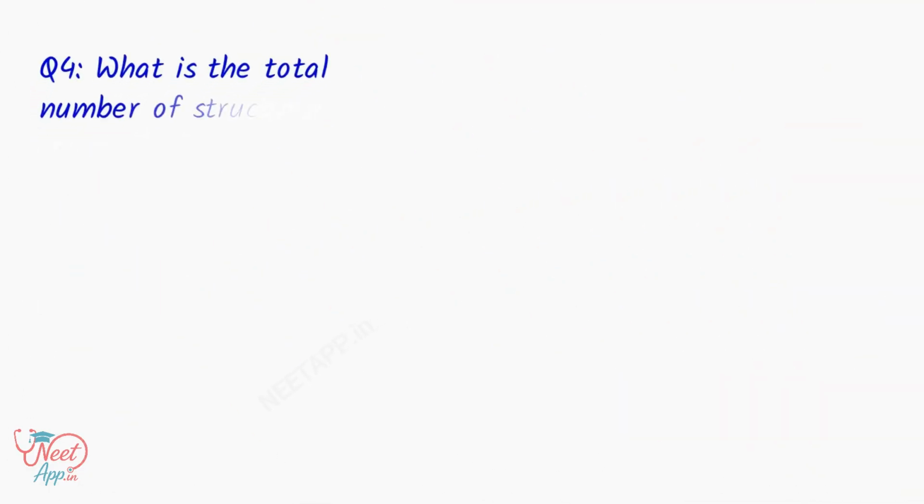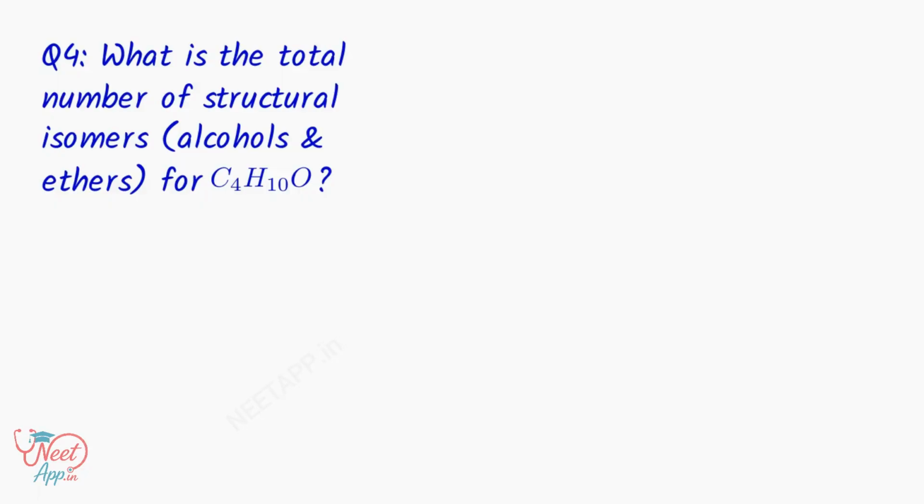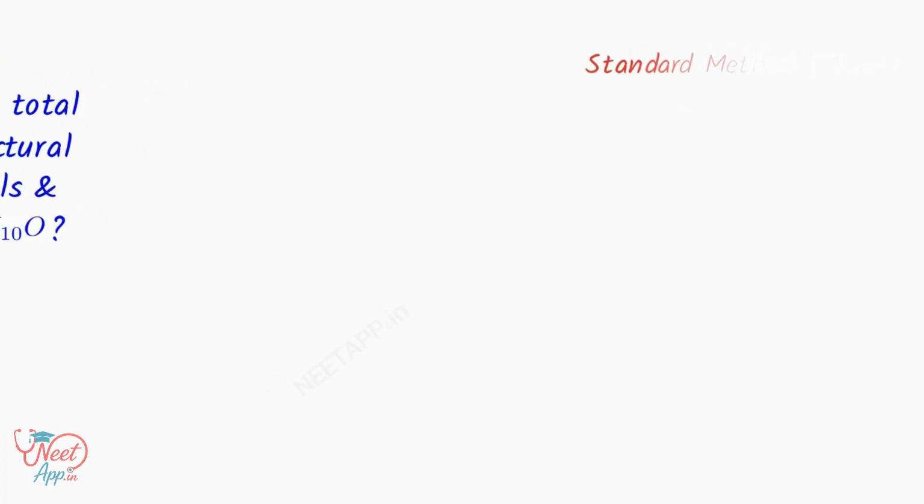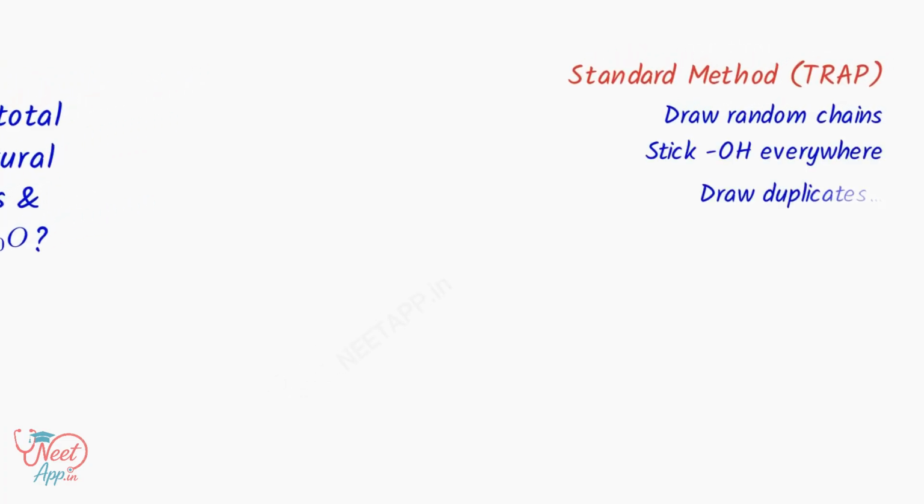Let's solve this complex question in 30 seconds. What is the total number of structural isomers, alcohols and ethers, for C4H10O? The standard method is to blindly draw carbon chains and stick OH or O groups everywhere. This creates massive confusion and you almost always end up drawing duplicate structures and losing time.